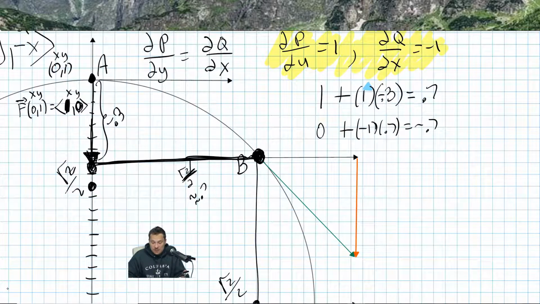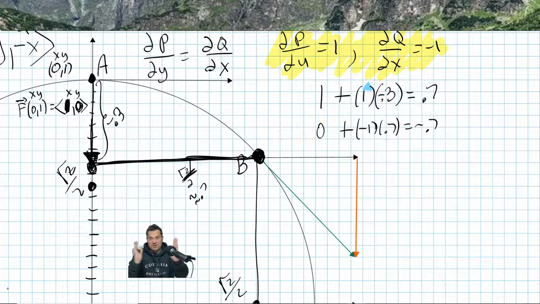And notice the following, that because they're not equal, that is dp/dy is 1 and then dq/dx is negative 1, as you go from A to B, something happens, which is the following, that the x component at A is bigger than the x component at B. So in other words, this here is shorter than it is over here. So that's shrinking as you go from A to B.